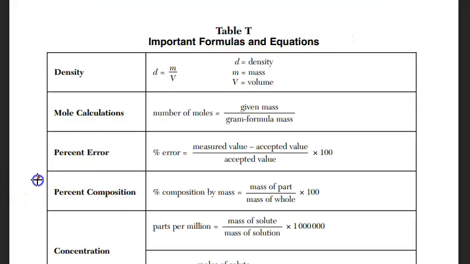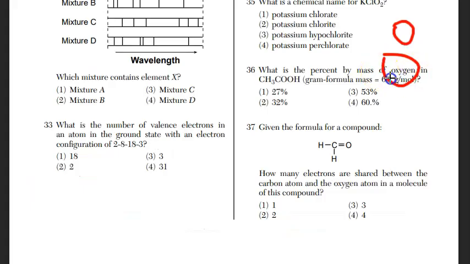On reference table T, here it is, percent composition, mass of the part, which is going to be the oxygen, divided by the mass of the whole, which means the entire compound, your gram formula mass times 100. They even give us the gram formula mass for the compound, so I don't even have to figure that out here. We have that it's 60, but I do need to add up the two masses for oxygen. Don't guess. Go to the periodic table and get the mass of oxygen and double it.